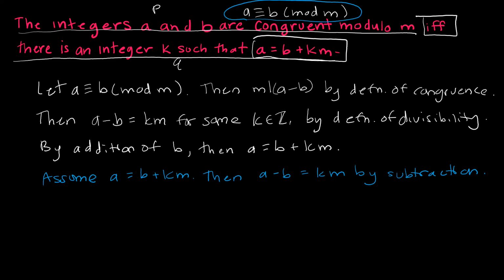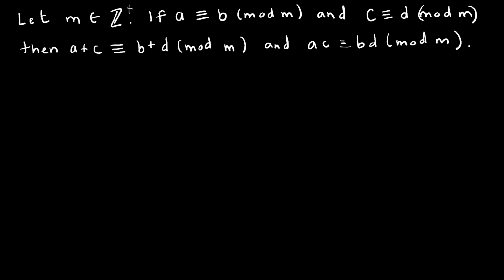So if A minus B is equal to Km by subtraction, what does that tell me? That tells me that M divides A minus B, so A is congruent to B mod M. And again, I didn't give the reasons for each step there just because I'm using the same reasons as I did in the proof above. So I've proved this one in both directions.